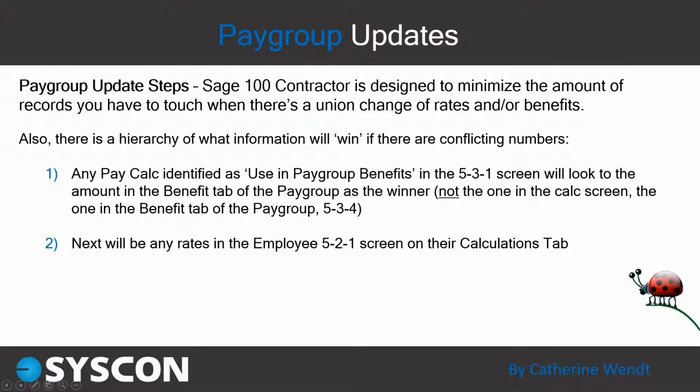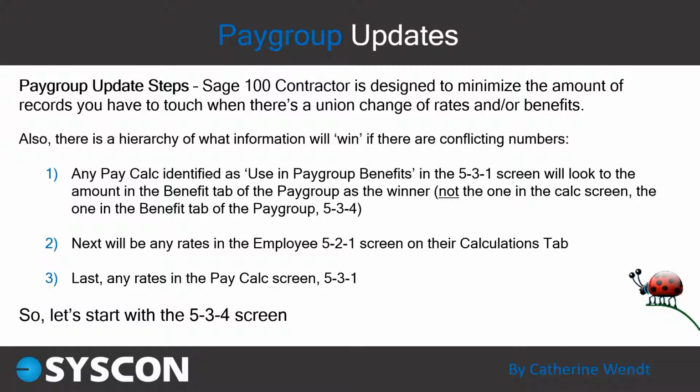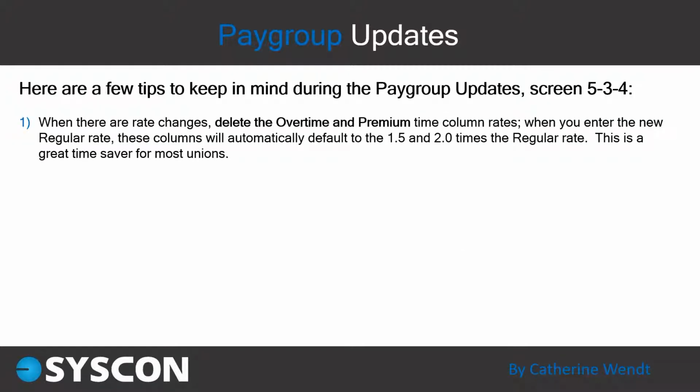The second one in the hierarchy is the employee's rate in the 521 screen. So in their employee record, whatever rate is on their calculations tab would take second seat, and the last seat in the hierarchy is any rate that's in the actual pay calc screen. So let's start with 534. That's where I was just a moment ago on the screen.